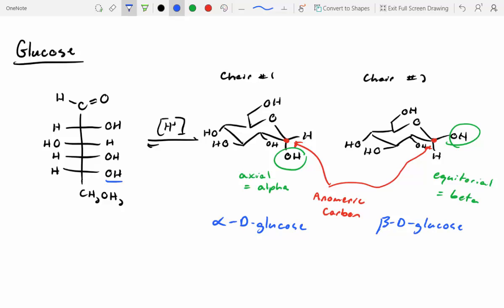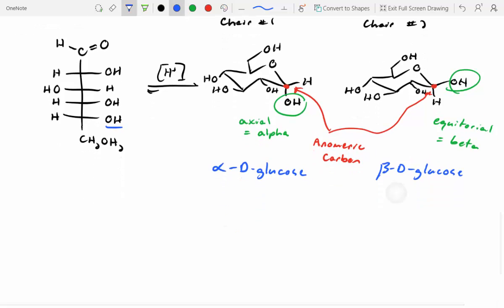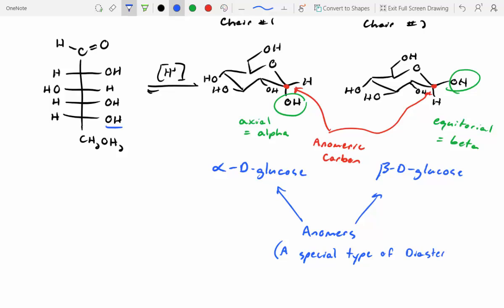And the only difference between them is that position at the anomeric carbon. And under acidic conditions, they can actually interconvert between alpha and beta. So these, if we look at them, are going to be called anomers, which are a special type of diastereomer, meaning they only differ at the anomeric carbon position, not at any other positions. So that's one way of drawing D-glucose.